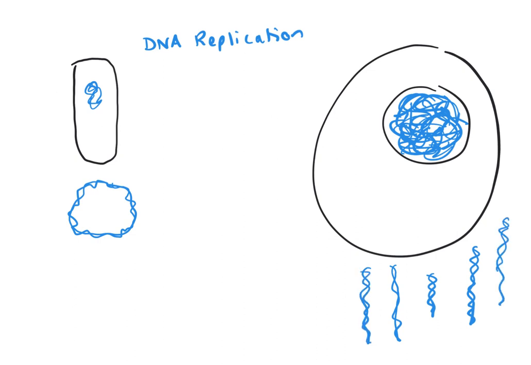And importantly, they have ends to them, right? So all of these linear chromosomes have ends, circular chromosomes do not. So we'll see at the very end that eukaryotic cells have evolved a way to protect the ends of linear chromosomes during replication to prevent any loss of genetic information.